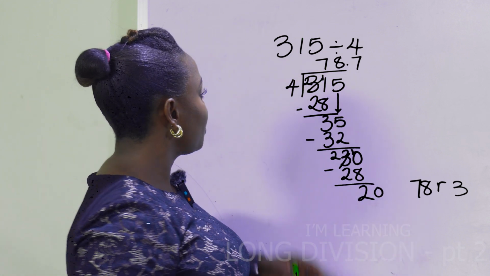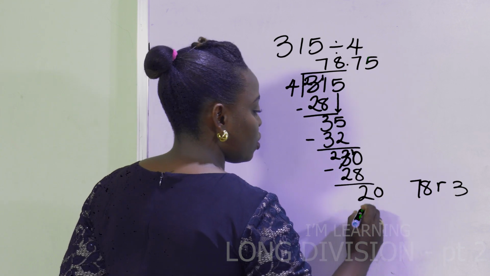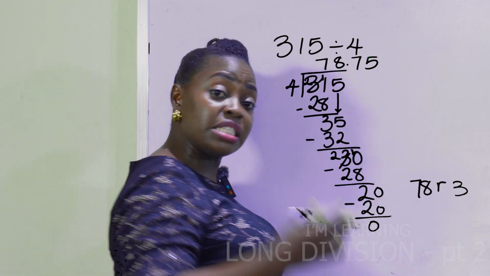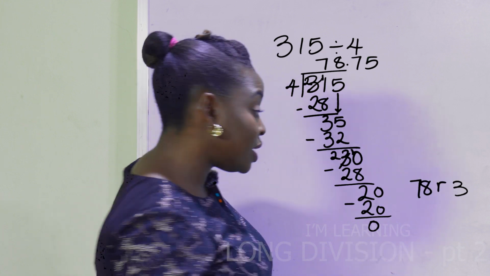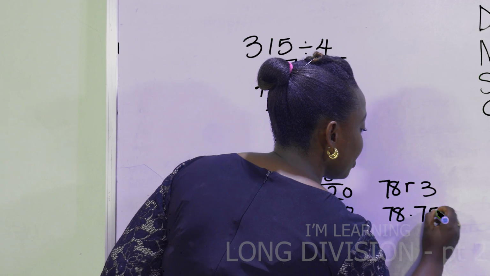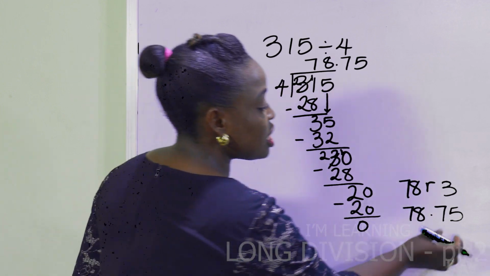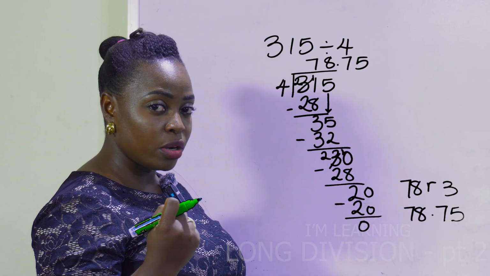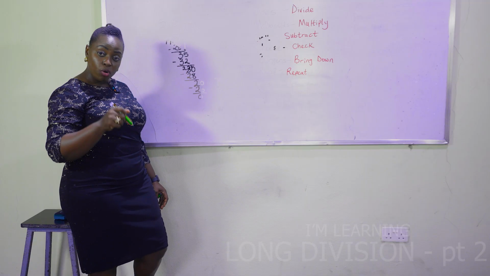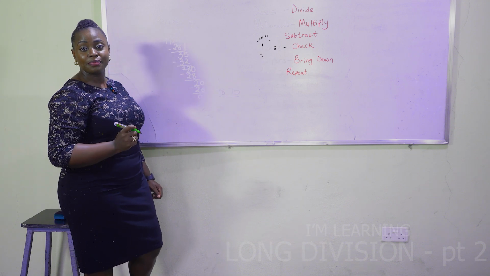Now I have 20. 20 divided by 4 is 5. 4 times 5 is 20. By the time I subtract, I have 0, so I am done. Now, instead of writing 78 remainder 3, I will write 78.75. Please be mindful, I didn't say 78.75 because these 2 numbers are smaller than 1, so you have to call them individually. So my answer is 78.75. That is the answer to that question.